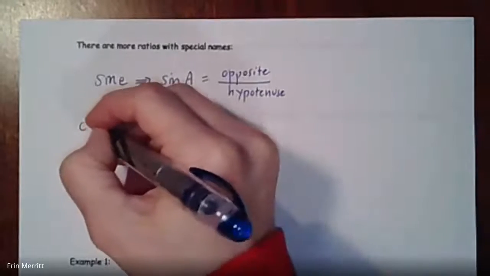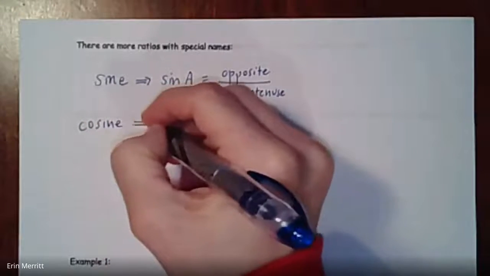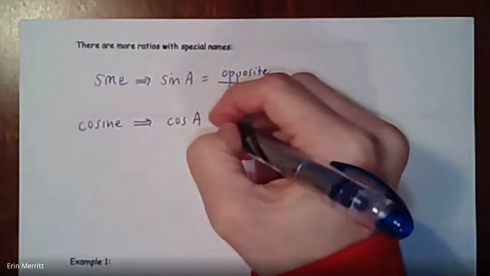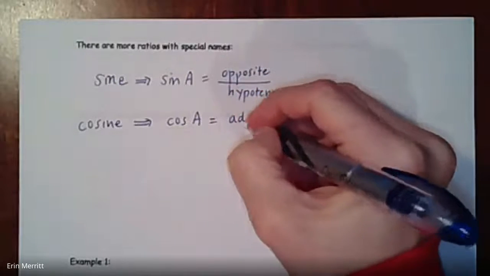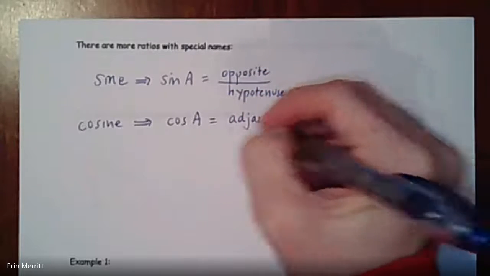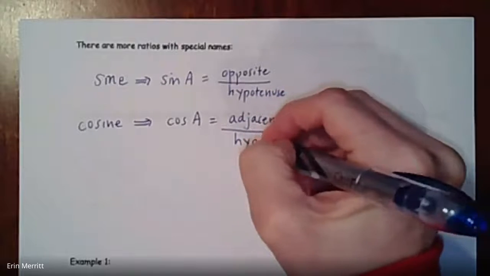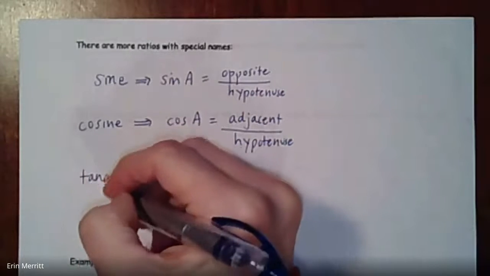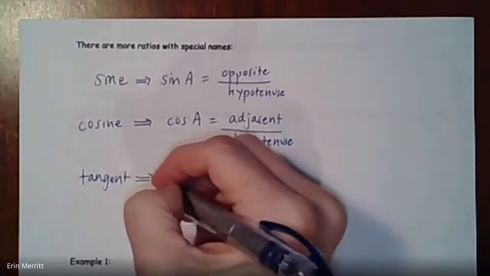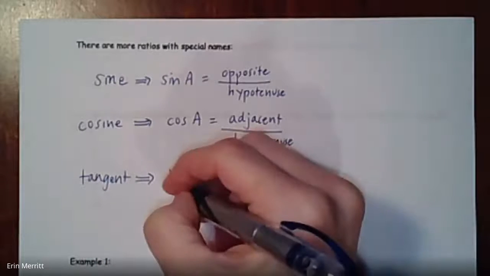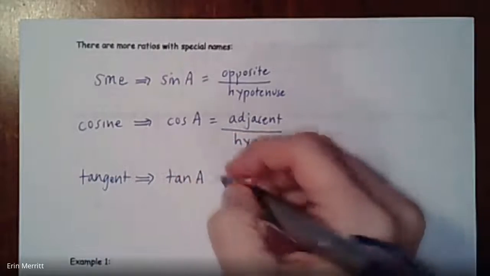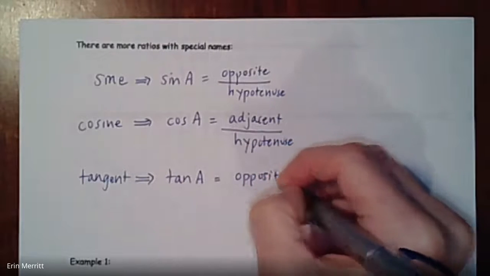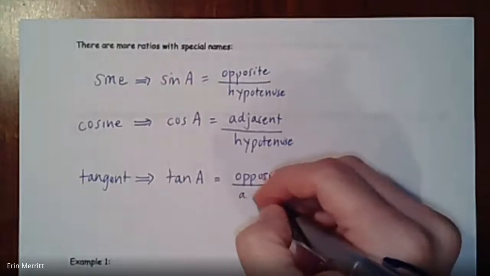And then there's something called cosine, which on your calculator you're going to see as cos. This one is equivalent to the length of the adjacent side over the hypotenuse. And then the last one, tangent. Tangent can mean many things in mathematics, but in this case, the tangent of a particular angle A is equivalent to the ratio of the opposite side over the adjacent side.